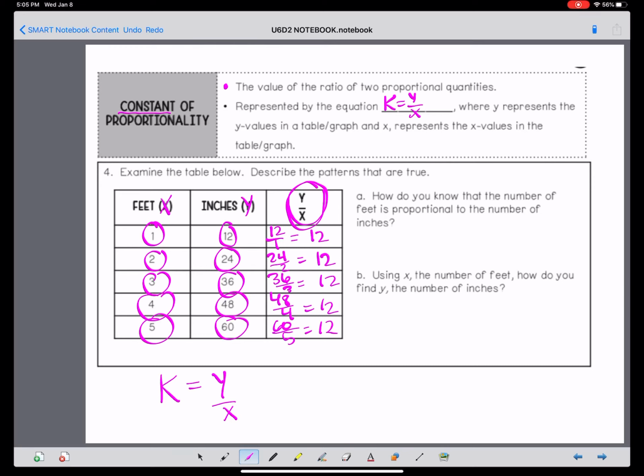So for part A, how do you know that the number of feet is proportional to the number of inches? Well, we keep getting the same value for y divided by x.